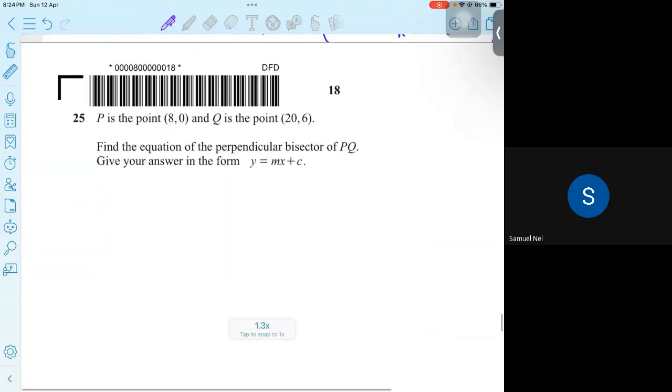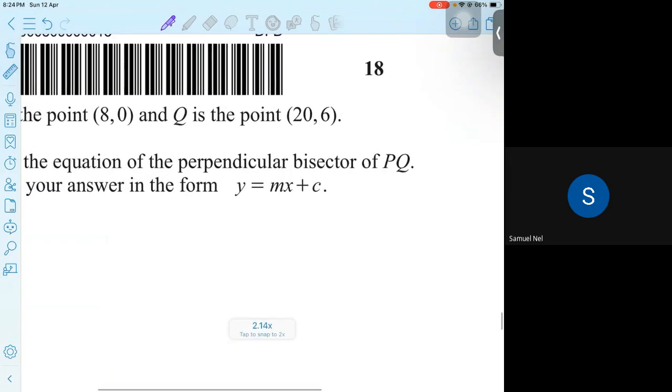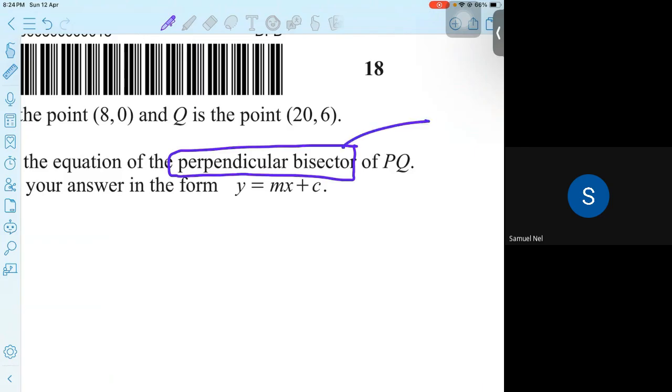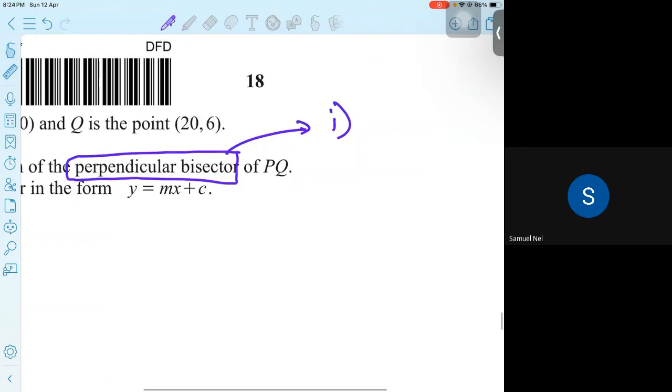So let's see. P is the point (8, 0), and Q is the point (20, 6). Find the equation of the perpendicular bisector of PQ. Okay. So right off the bat, whenever I see this word, I have to recall 2 rules. The first rule is that the perpendicular bisector goes through the midpoint. And the second rule is the gradient of the perpendicular bisector is a negative reciprocal. Okay. What do I mean by this?